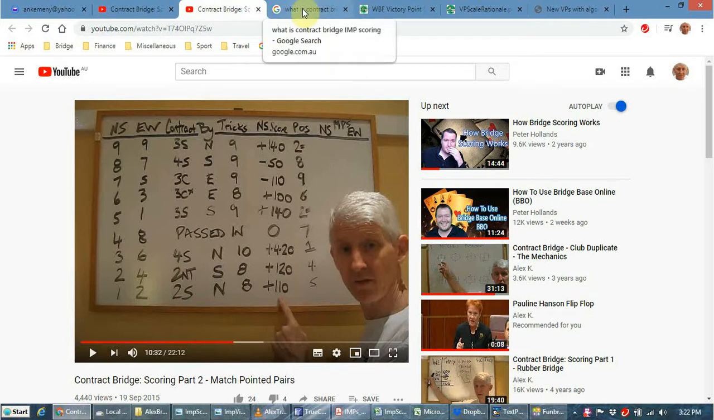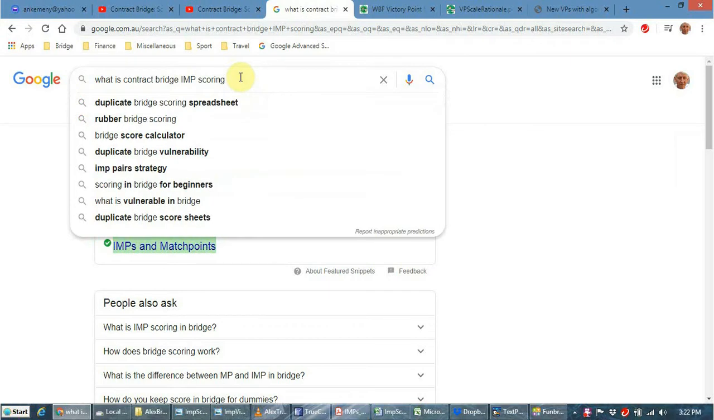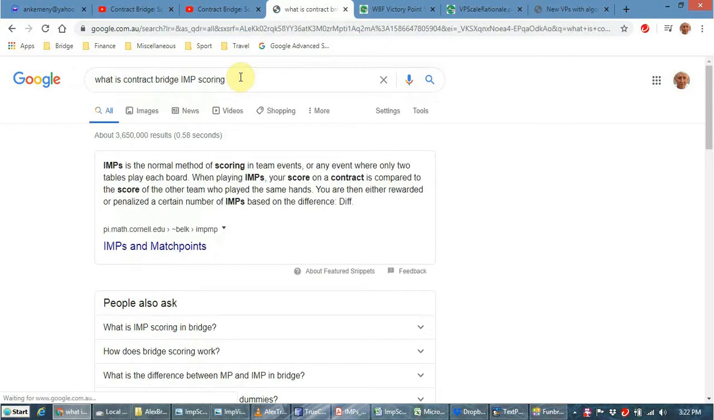And so what is Teams Bridge? Well, I typed in to Google, what is Contract Bridge IMP scoring? And it came back and said IMPs is the normal method of scoring in team events or any event where only 2 tables play each board. Well, that's not quite right. It's where there's a head-to-head matchup of one team of 4 players versus another team of 4 players. When playing IMPs, your score on a contract is compared to the score of the other team who played the same hands. You are then rewarded or penalized a certain number of imps based on the difference.